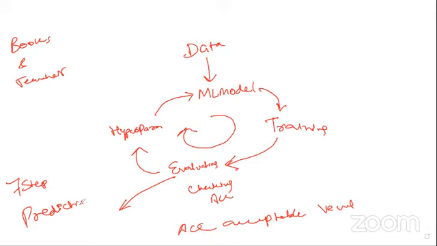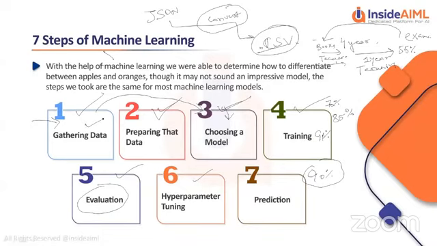Now my model is ready to predict the outcome. What will be tomorrow? Will tomorrow be rain, sunny, cloudy, or warm day? So we learned about 7 steps. In the 7 steps, we learned about gathering data, preparing the data, then choosing a model, then training a particular model, then evaluation, then hyperparameter tuning, and at the end prediction.